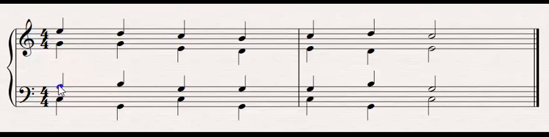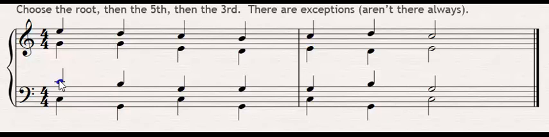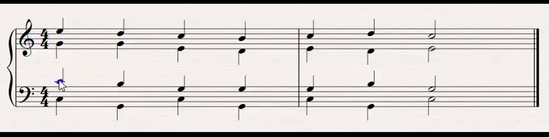Finally, let's talk a little bit about doubling. A lot of the time, your voice leading is going to help you decide what to double. You want to keep your lines as smooth as possible and avoid too many awkward jumps. So if you have to make a choice, what you should go with first is the root, and then the 5th, and then last the 3rd. So if you have a choice and you can pick the root, then I would pick the root. Otherwise, try and pick the 5th. And then as a last resort, pick the 3rd.